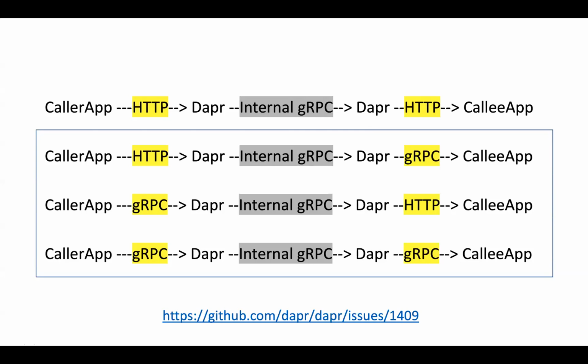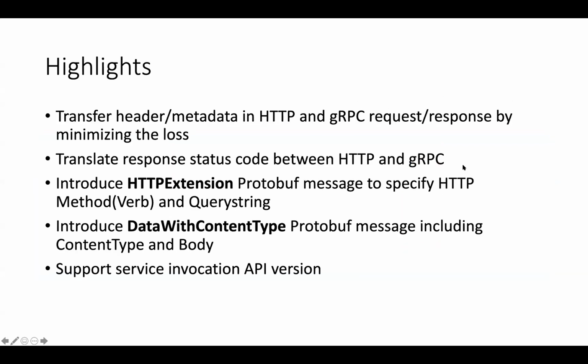So we tried to figure out what is the gap between the HTTP request and response and the gRPC request and response, and tried to fill out the gaps in this milestone and provide a consistent service invocation behavior to the customers. If you want to know in detail about the problem and how we improved that, you can go to this link to see the detailed specs. But I would like to highlight a couple of these improvements in this presentation.